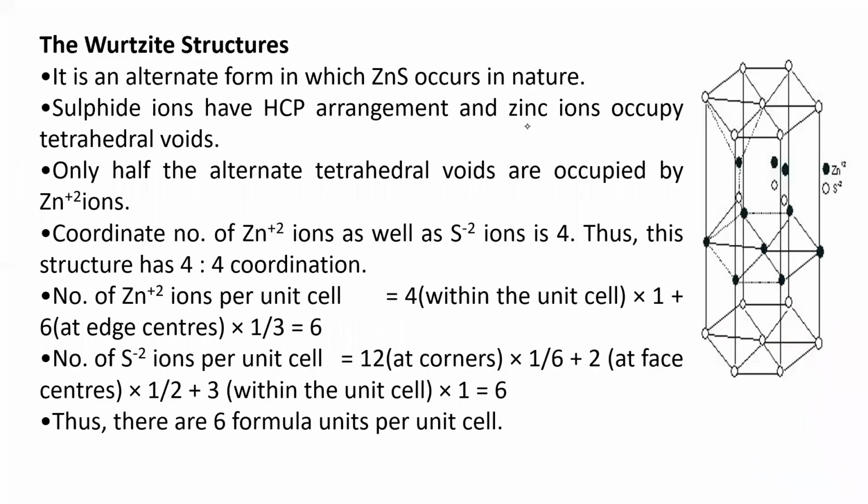Next, wurtzite structure. This is also very, very important. Zinc sulfide has 2 types of structure, zinc blende structure as well as wurtzite structure. Wurtzite structure is an alternate form in which zinc sulfide occurs in nature. Sulfide ions have HCP arrangement, hexagonal close packing arrangement, and zinc ions occupy tetrahedral voids. Only half the alternate tetrahedral voids are occupied by zinc ions.